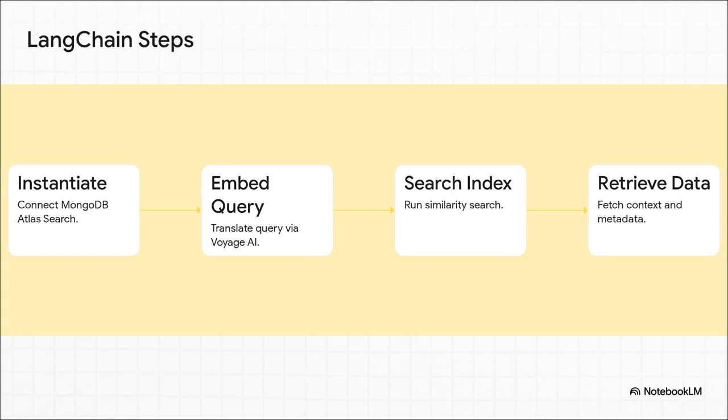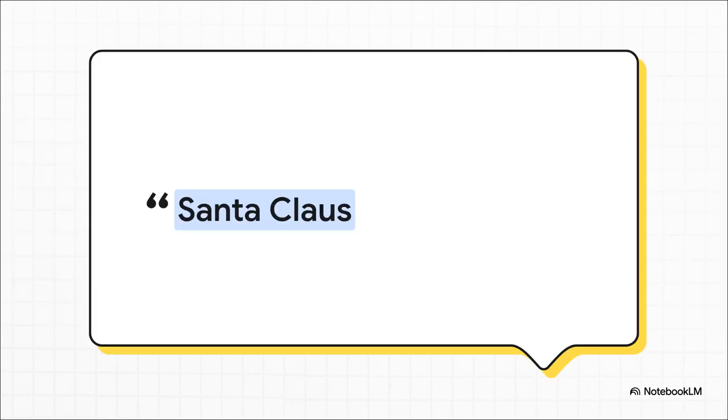Then, it executes a similarity search against our Atlas index. We set k equals 3 to tell it we want the top 3 closest matches. And finally, it retrieves those matching movie plots along with their metadata. Let's test it out, shall we? We're going to pass the exact query Santa Claus into our script to test the database's shiny new capabilities.